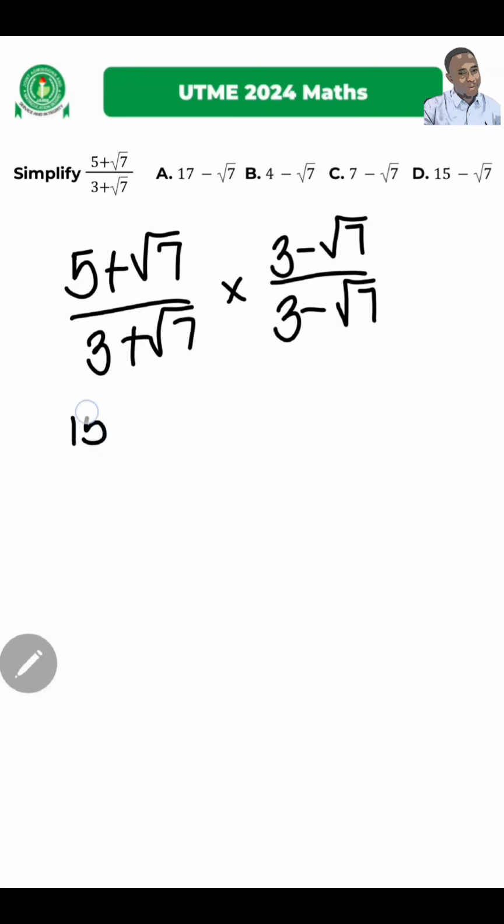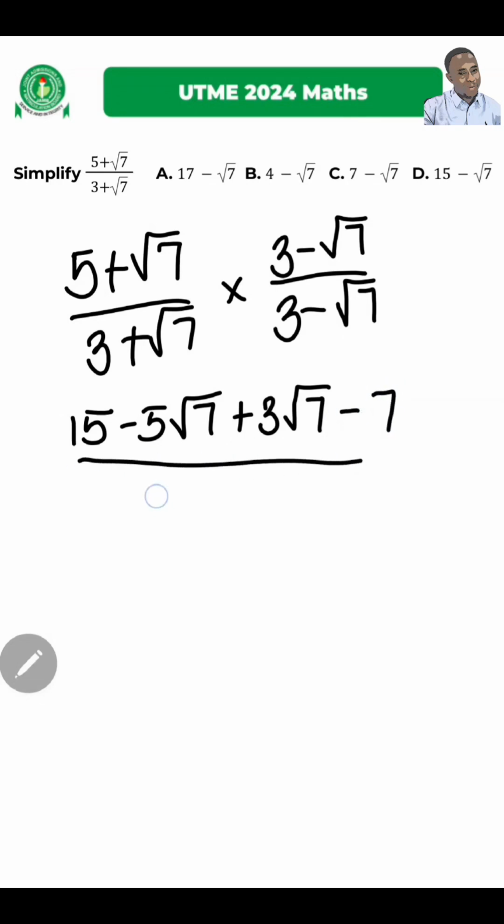So I have 5 times 3 is 15. 5 times negative root 7 is minus 5 root 7. Root 7 times 3 is plus 3 root 7. And plus times minus is minus. Root 7 times root 7 is 7. Divided by the denominator, which will come in this form, 3 squared minus root 7 squared. So I have 15 minus 7 is 8.